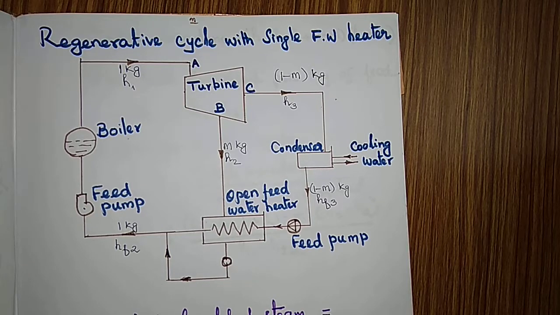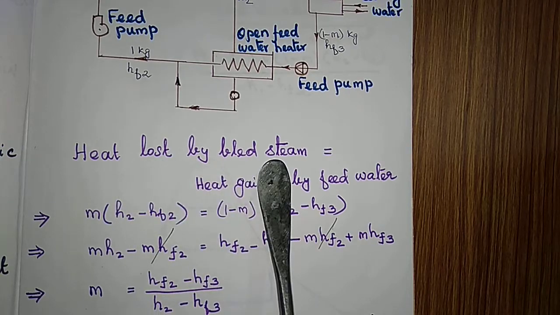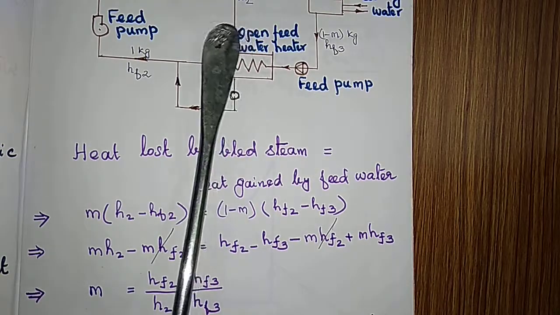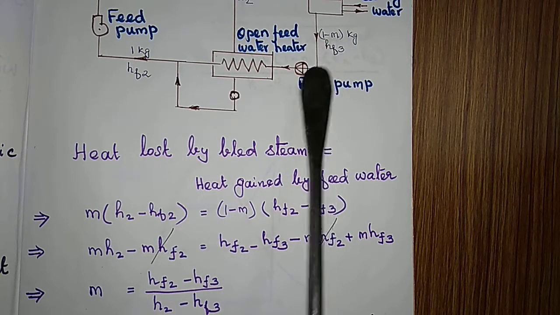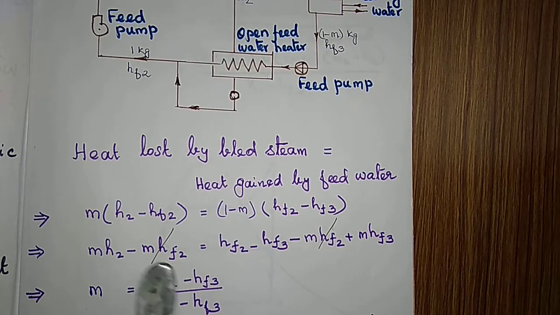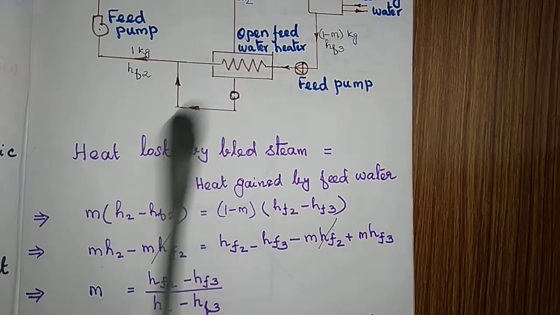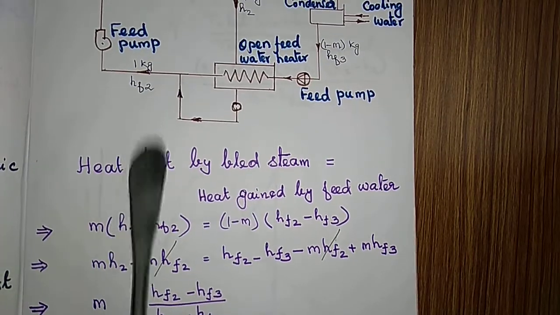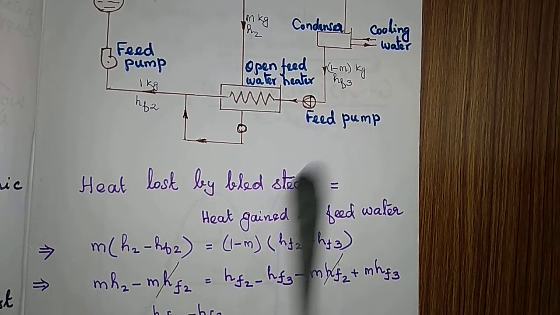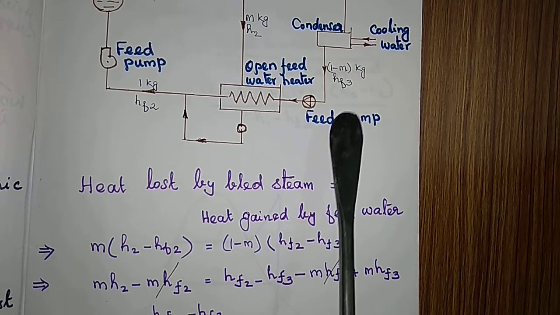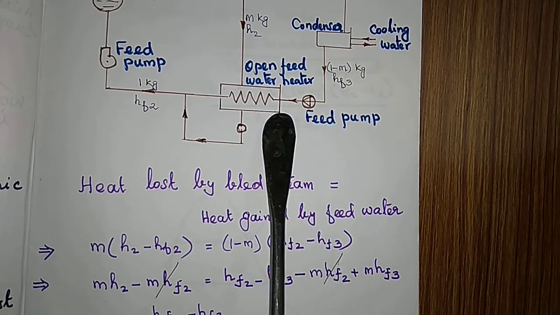Here, for our calculation purpose, we can see heat lost by bled steam. What is the heat lost by the bled steam? That is the heat gained by the feed water. So heat lost by bled steam is m kg of bled steam multiplied by H2 minus HF2, which is equal to (1 minus m) kg of feed water multiplied by the heat gained by the feed water.